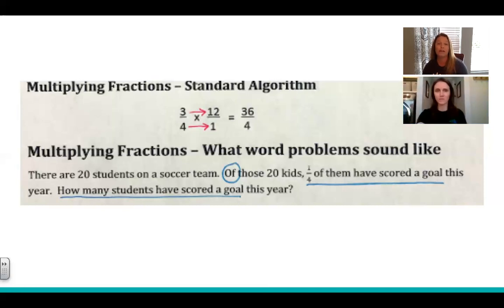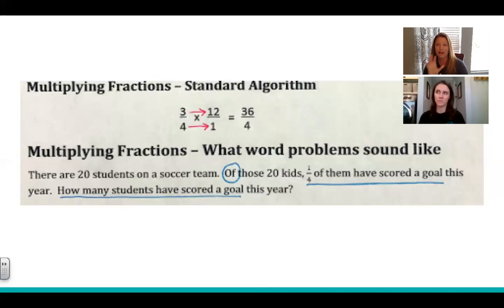Of those 20 kids, a fourth of them have scored a goal this year. And then it asks the question again, how many students have scored a goal? So anytime it repeats like that, it's looking for a number. It's looking for you to multiply 1/4 of the 20 to get an answer. So I would set that up as 1/4 times 20. I could use a couple of different strategies. I could use the box method, or I could just multiply straight across. And without doing it right in front of me, I believe that's 5 students.